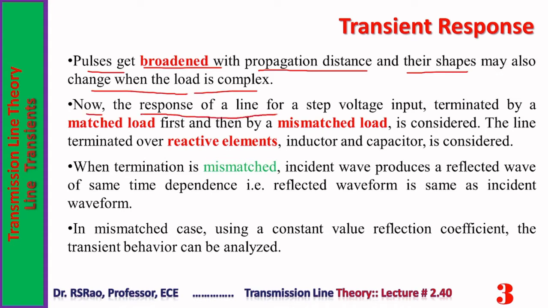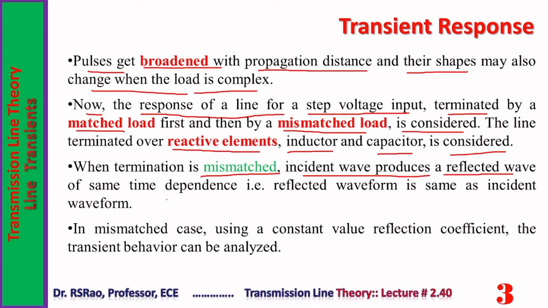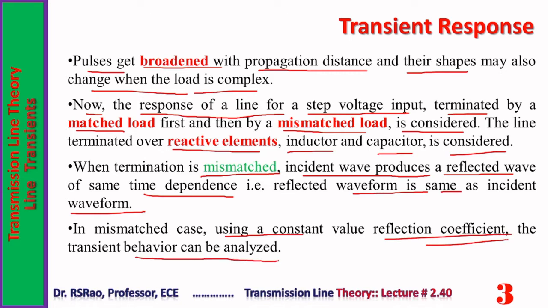Now, the response of a line for a step voltage input terminated by a matched load first and then by a mismatched load is considered. The line terminated over reactive elements like inductor, capacitor is considered. When termination is mismatched, the incident wave produces a reflected wave of the same time dependence. That is, reflected waveform is same as incident waveform. In mismatched case, using a constant value reflection quotient, the transient behavior can be analyzed.